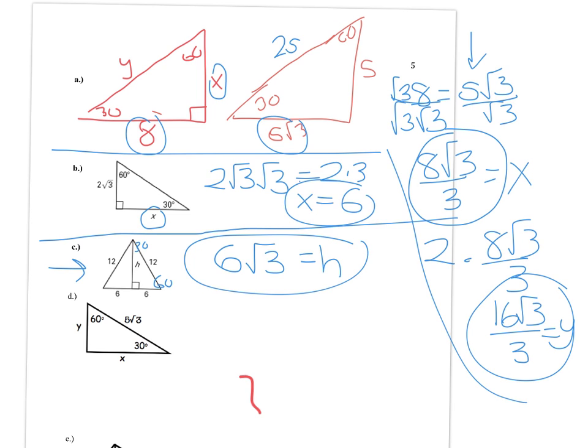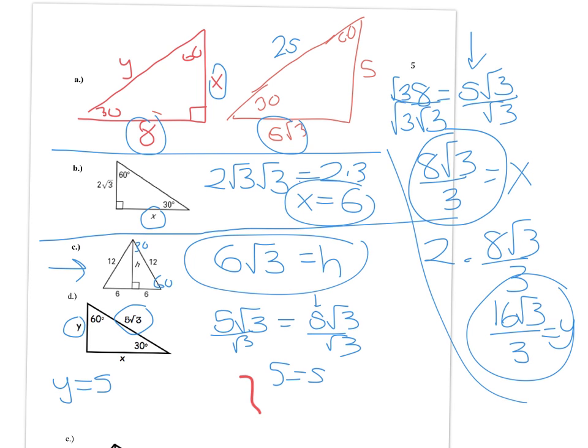For D, they are giving me the hypotenuse. So I've got to set 5 radical 3 equal to the short side times radical 3. And that's going to give me the short side, which is Y in this problem. So dividing by radical 3, the short side equals 5. So Y equals 5.